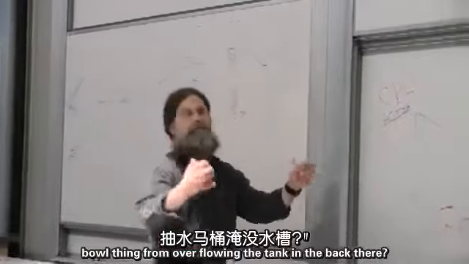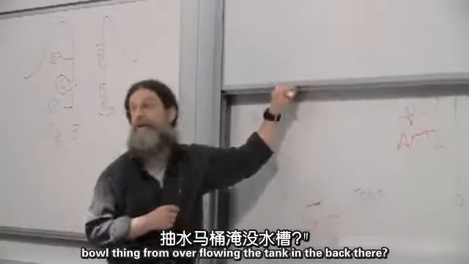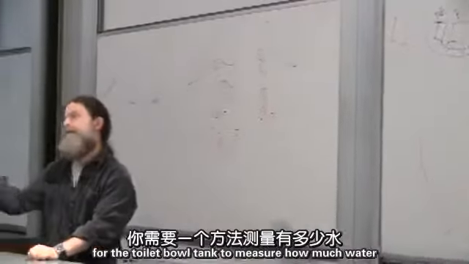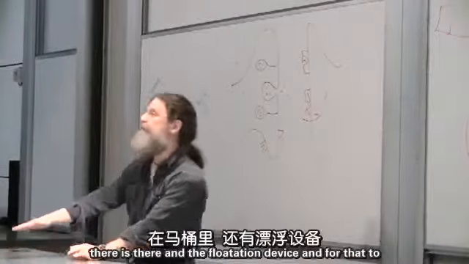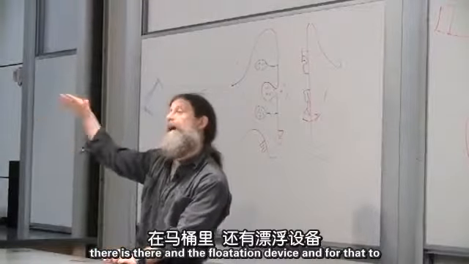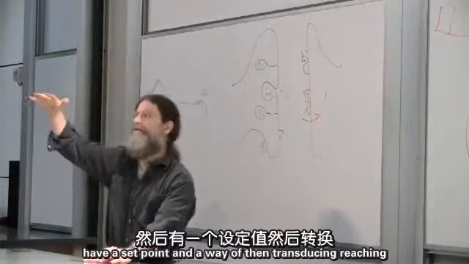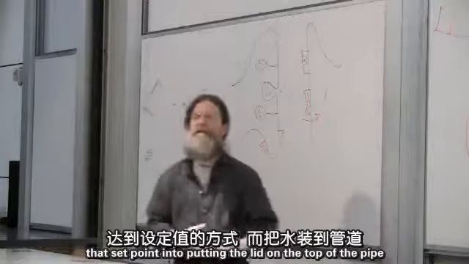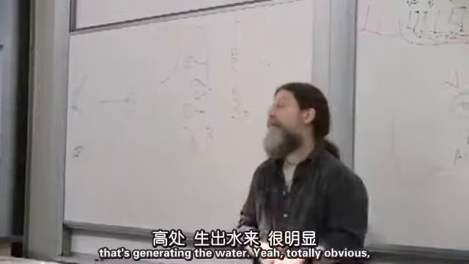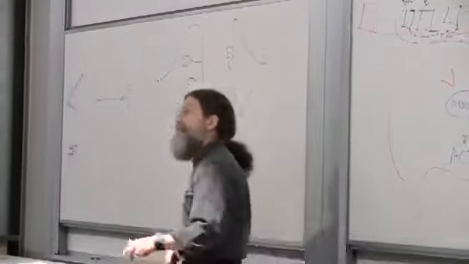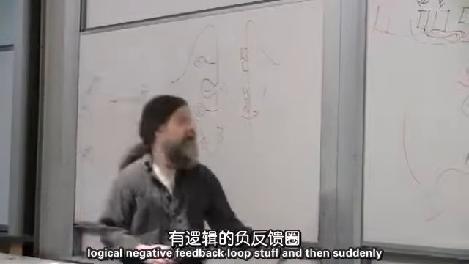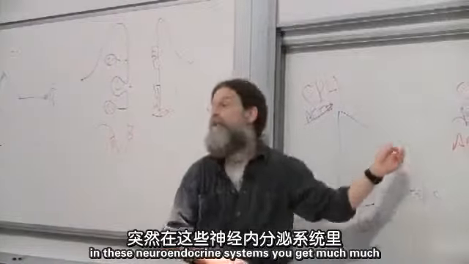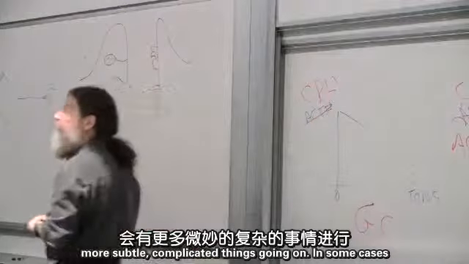The main point of that is, even something as logical as how do you keep your toilet bowl from overflowing the tank in the back there? You need a negative feedback signal. You need a way for the toilet tank to measure how much water there is, a flotation device, and for that to have a set point and a way of transducing reaching that set point into putting the lid on the top of the pipe that's generating the water. Totally obvious, logical negative feedback loop stuff, and then suddenly in these neuroendocrine systems, you get much, much more subtle, complicated things going on.